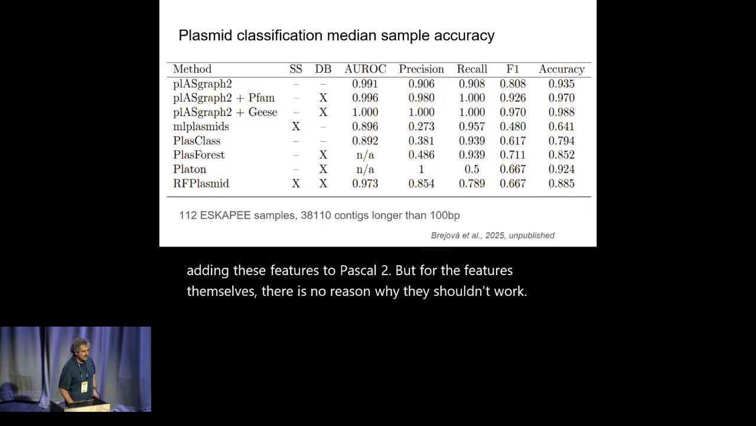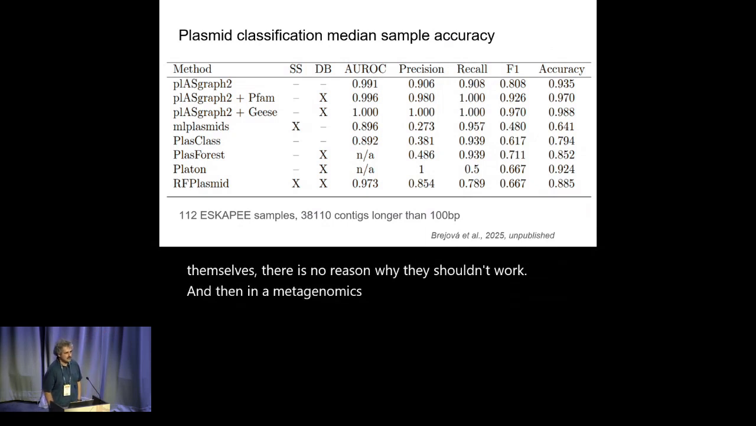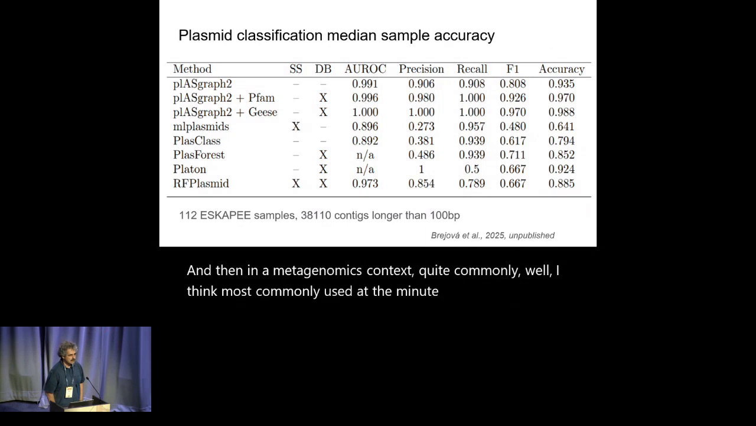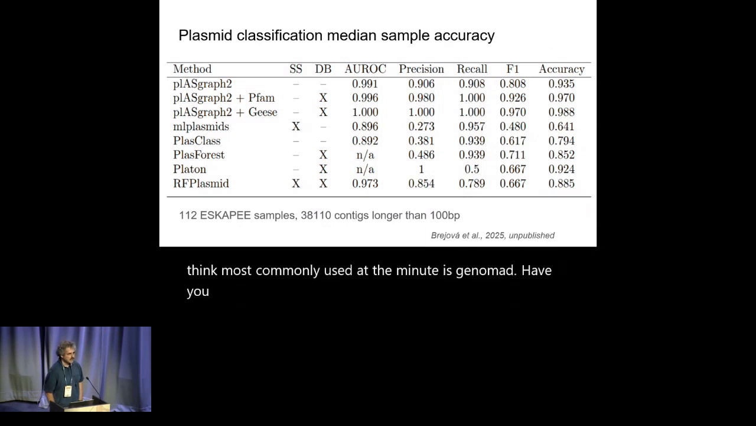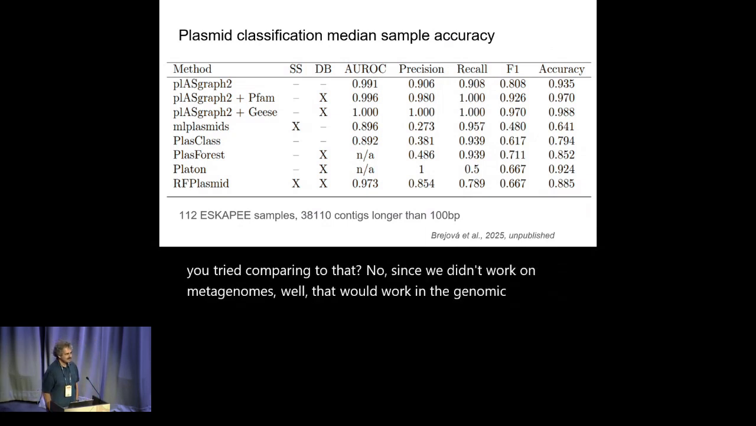And in a metagenomics context, I think the most commonly used at the minute is GeNomad. Have you tried comparing to that? No, since we didn't work on metagenomes. Well, that would work in the genomic context, so you could compare it. Anyway, okay, thanks.